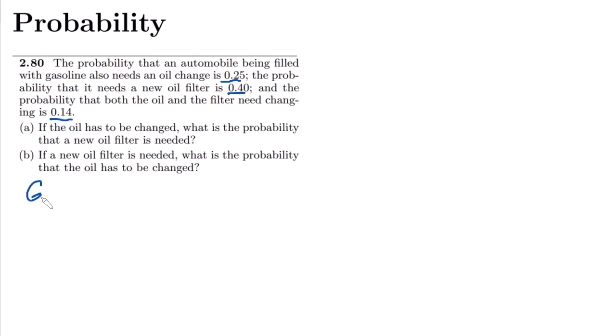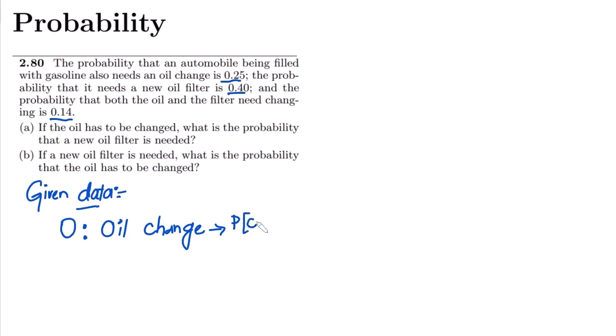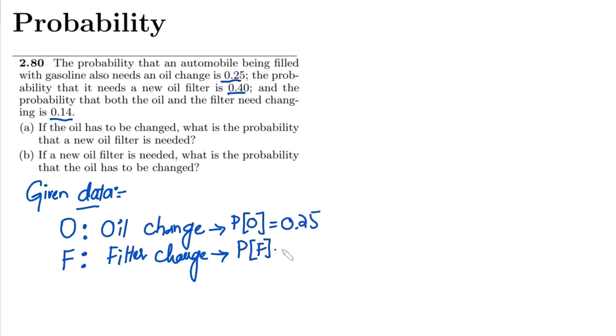So the given data we have here is, let me represent this oil change with this O. Let me write this, O is for oil change, and the probability of this oil change is how much? That is 0.25, and the probability for the filter is also given. So let me write this F for the filter change, and the probability of a filter change is P of F, and that is 0.40.